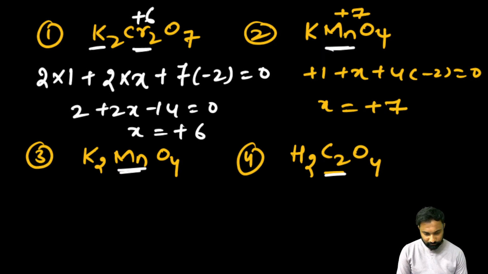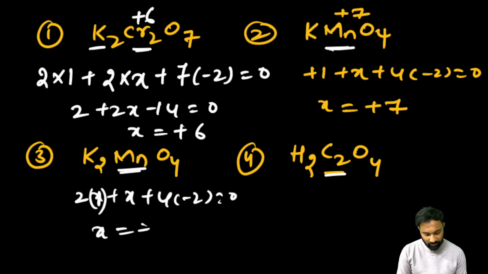Good, good. Yes, okay. Now the third case: 2x plus 2 into 1 plus x plus 4 minus 2 is equal to 0. Then it will become minus 6. Minus 6, if you send it to the right hand side, it will become plus 6. Here it is plus 6.